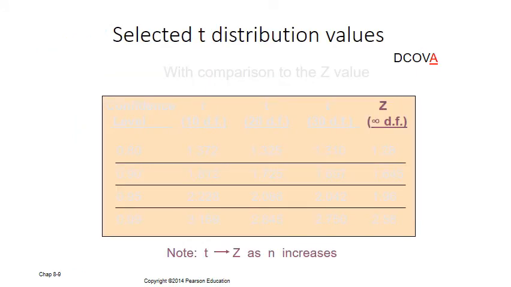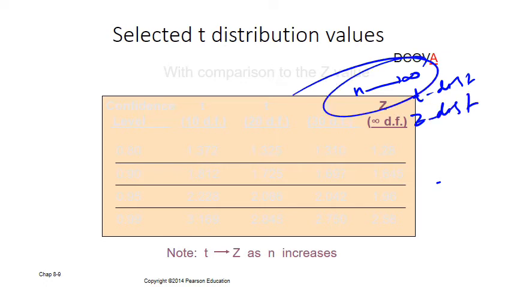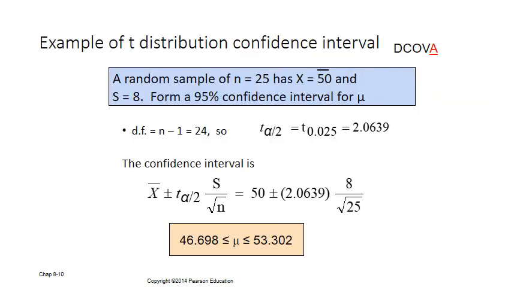Here you can see some degrees of freedom for different levels of confidence, and if n is sufficiently large, the t distribution approaches the z distribution, because normally the t distribution is for small sample sizes. We solve one simple example. A random sample of n equals 25, x bar is 50 and s is 8. You are given s, not sigma. So from here we came to know that sigma is unknown.